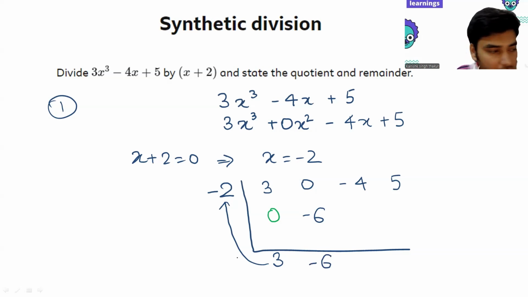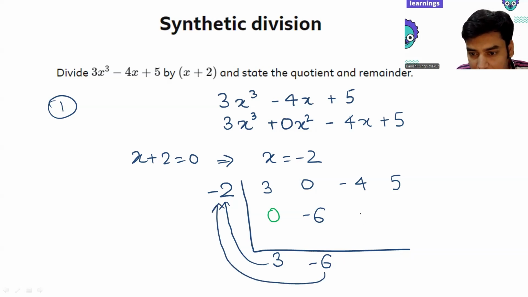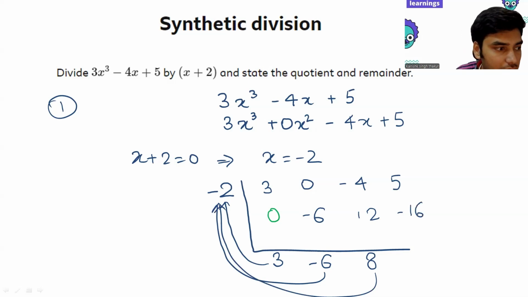Then, minus 6 you got, then whatever you get, again multiply it and write it below the 4. So minus 6 times minus 2, you get 12. 12 and minus 4, you get 8. Then whatever you get, multiply with minus 2, minus 16. That's how you have to keep on going and do it. So minus 16 plus 5, how much you get? Minus 11.